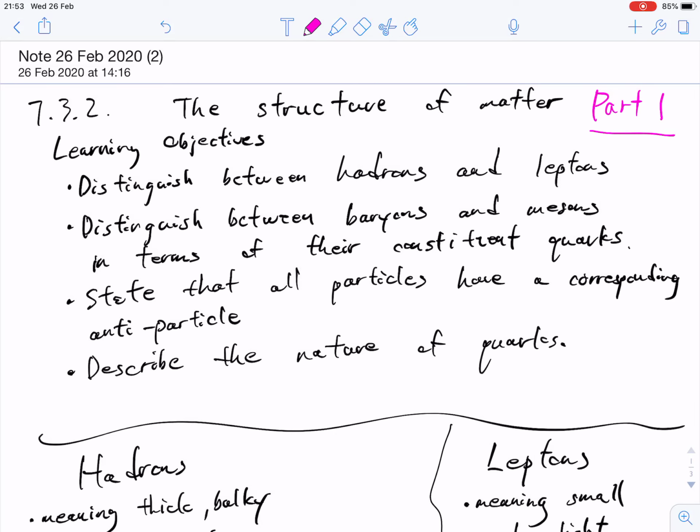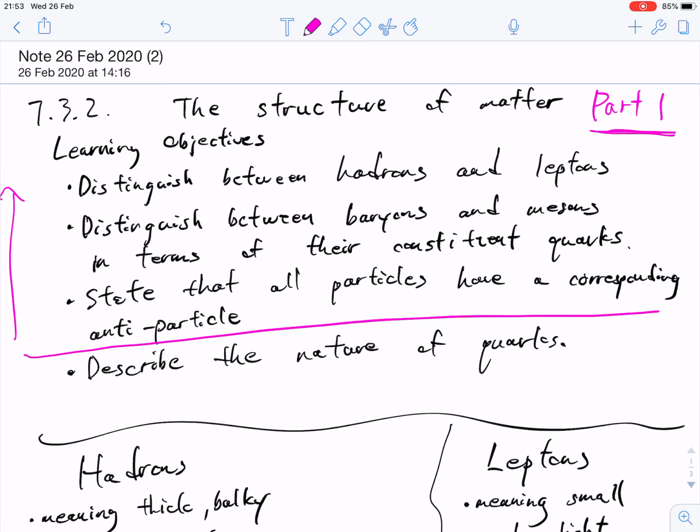Welcome to another video. This time we're looking at chapter 7.3.2 in our nuclear physics and particle physics unit. We're going to look at the structure of matter, going into a lot more detail than what you have probably learned previously. This is part one of a series, because 7.3.2 is quite long, so we're going to split it into two parts. Today we're just going to cover everything above here.